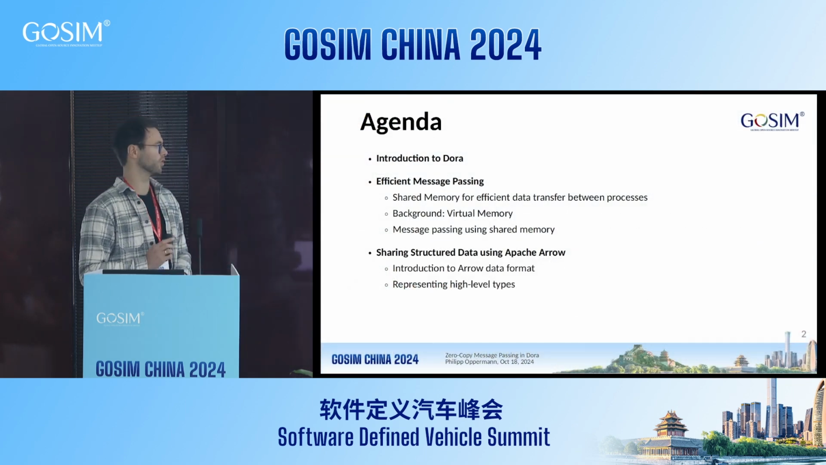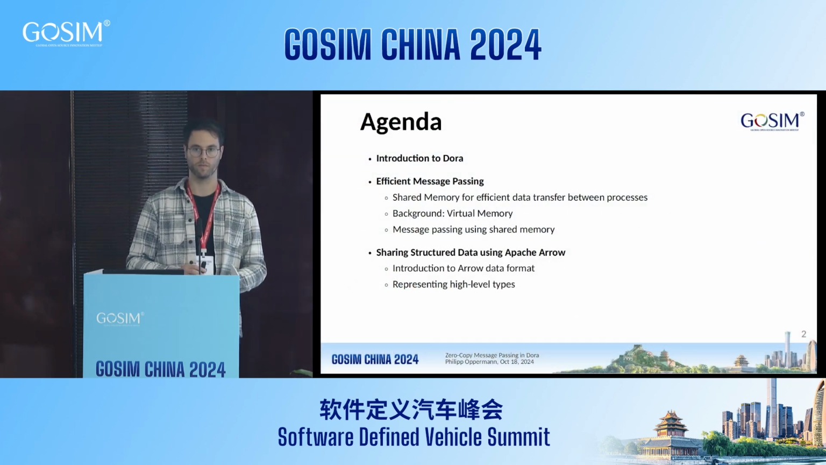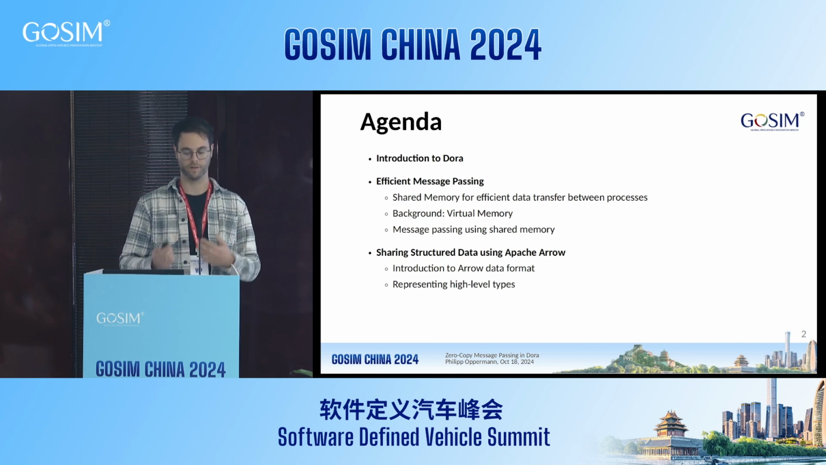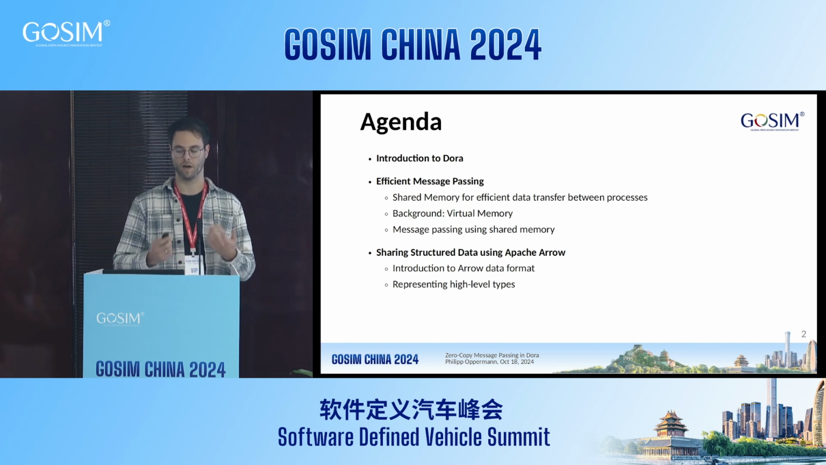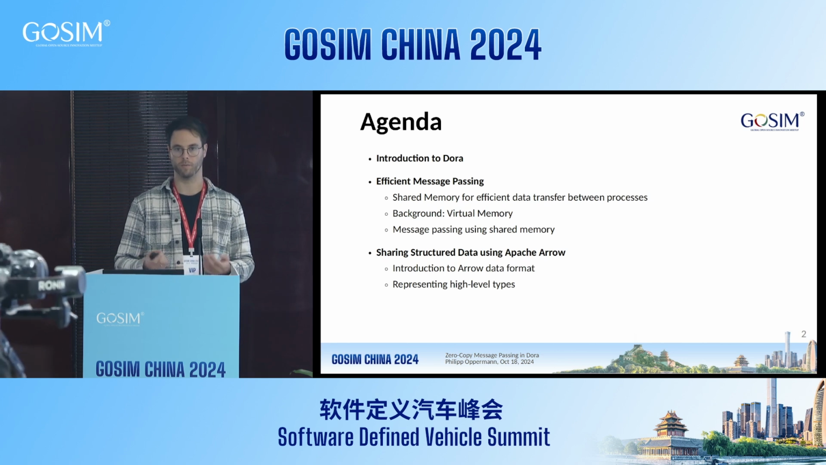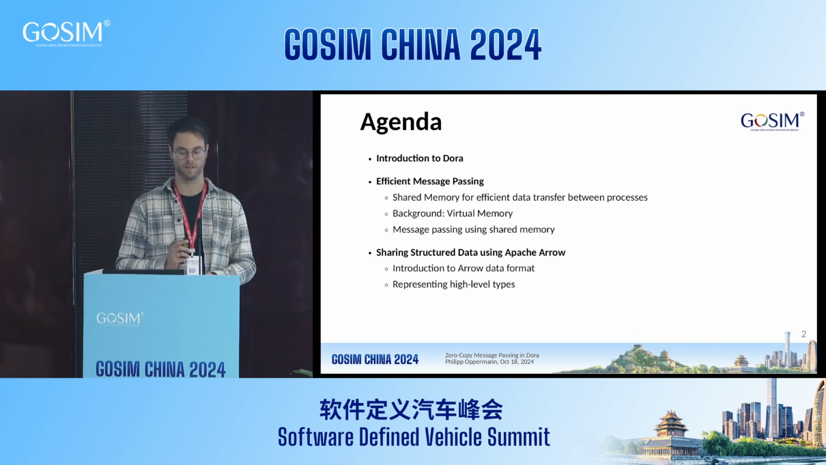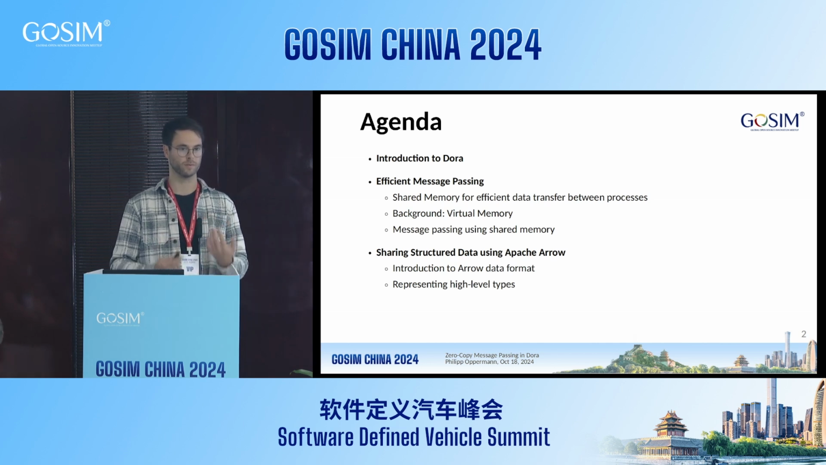So we start with a short introduction to Dora, and then we talk about different ways of efficient message passing, and we'll focus on shared memory for communicating with a bit of background, like how this works with virtual memory and how shared memory is allocated on different operating systems. And then we'll look into Apache Arrow as a way to represent data in a language agnostic way, and also how to do some zero copy operations on the data.